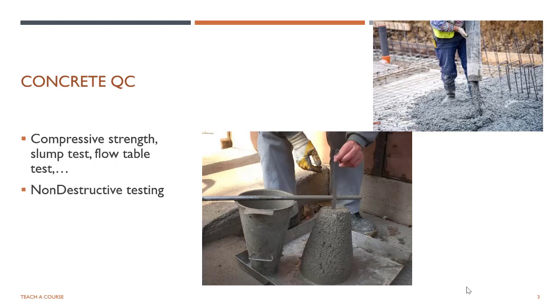So the tests will be shown by video, by photo, and by explanations: the slump test, the compression test for the cube and the cylinder, and the difference between them. The flow table is used in the case of high strength concrete or self-compacting concrete. And we also have tests for the steel bar. The steel bar should be governed by the yield, the ultimate strength, and also the elongation.